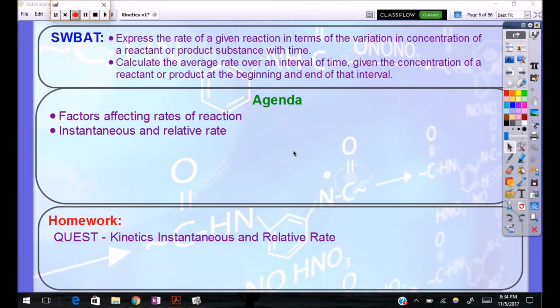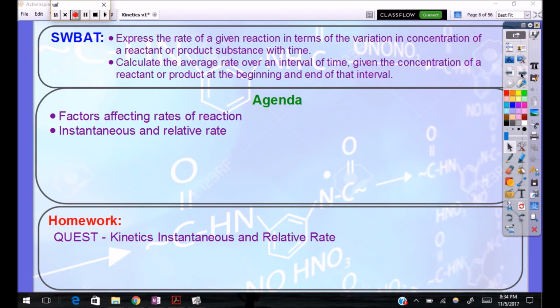Hello class. Today we're going to express the rate of a given reaction in terms of the variation in concentration of a reactant or product of that substance with time. We're also going to calculate the average rate over an interval of time given the concentration of a reactant or product at the beginning and end of that interval. The homework assignment that goes with this playlist is the Quest Kinetics Instantaneous and Relative Rate.